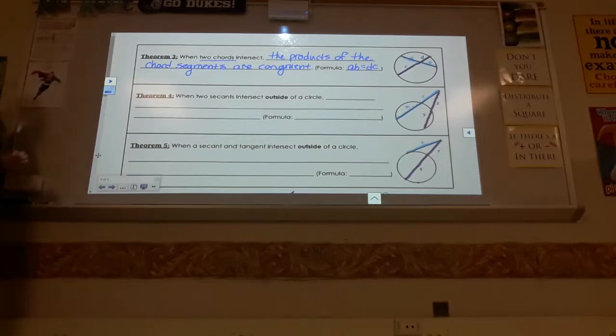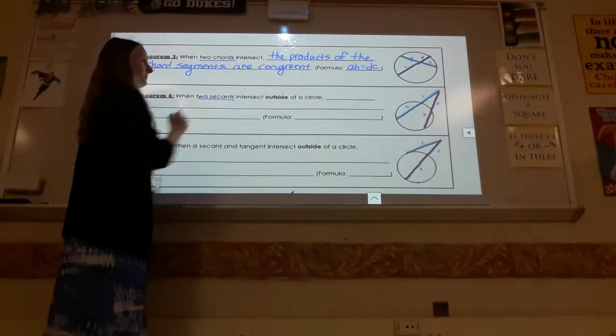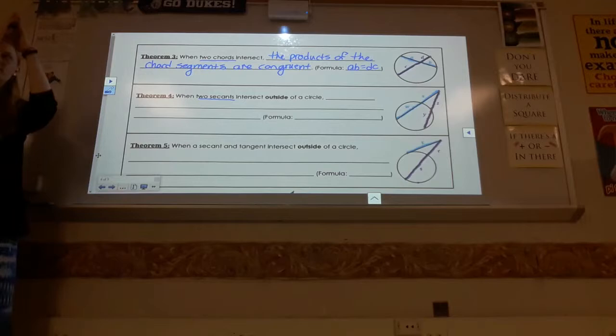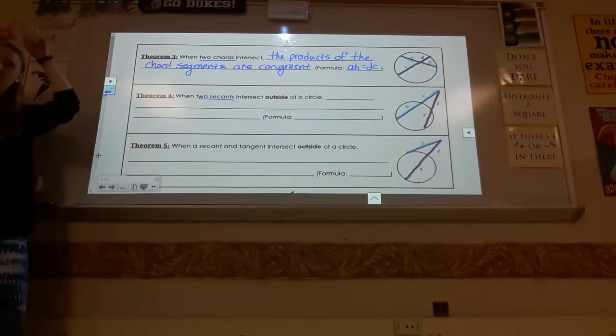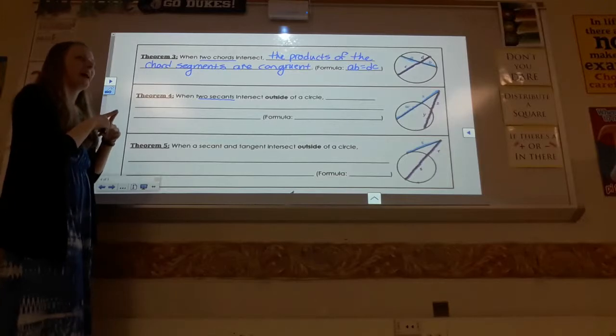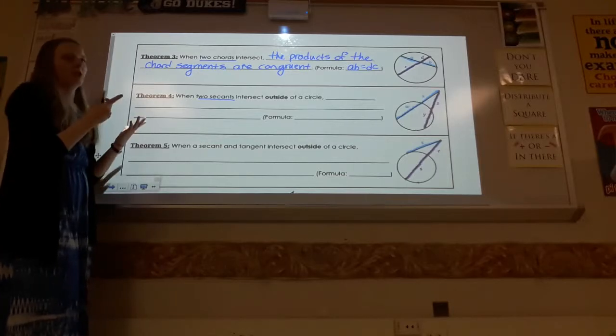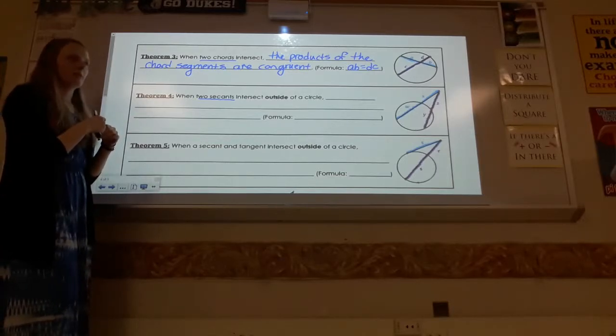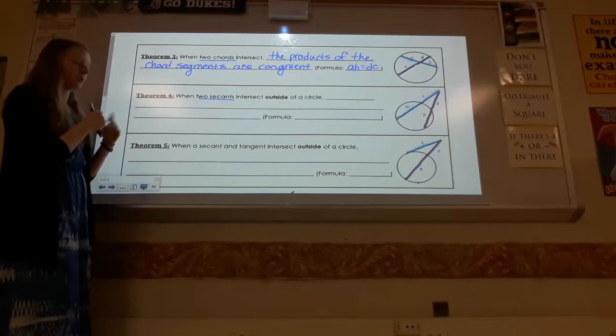Alright, this next one is when you have two secants. Those are the lines that touch the circle twice. They slice through the circle and touch it twice. When you have two of those secants that intersect outside of a circle, that's really your only option. You can't have secants that meet inside of a circle.